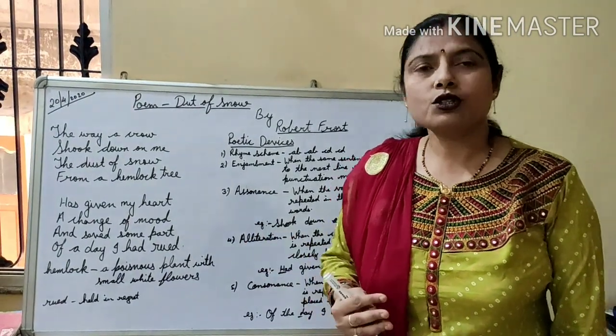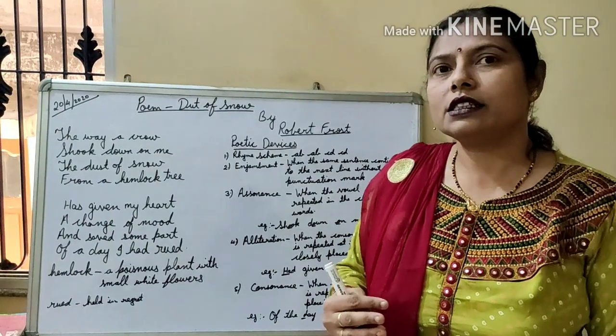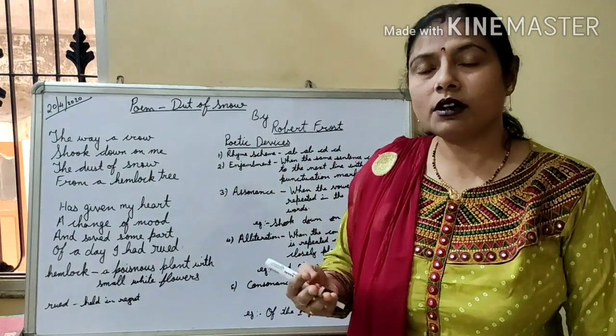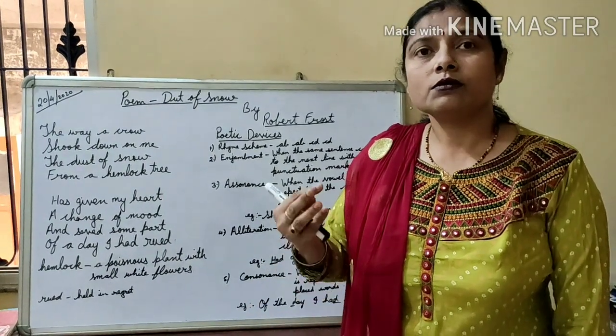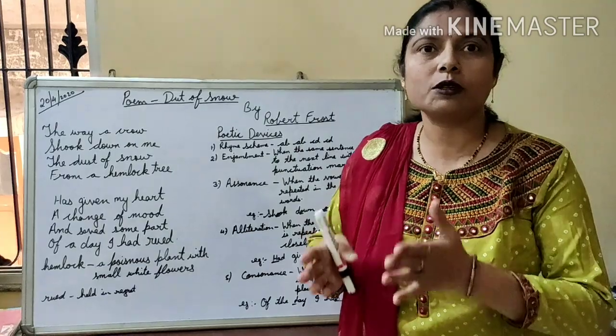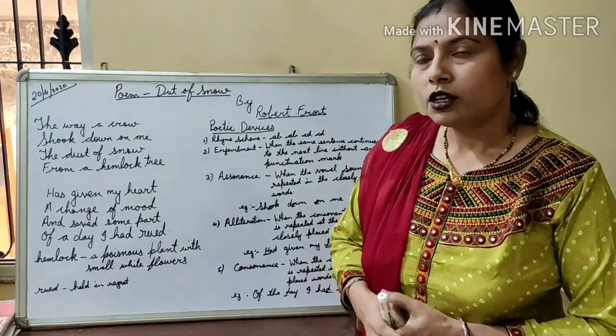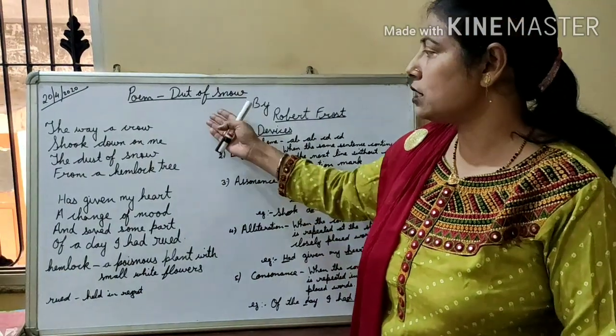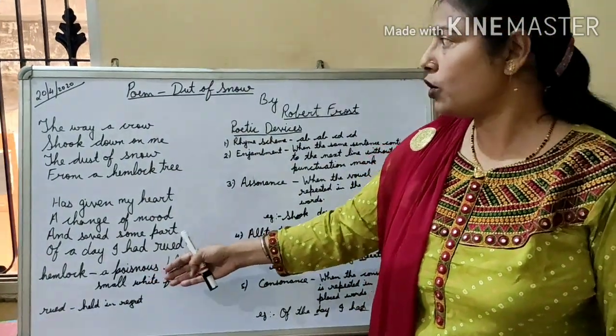In Road Not Taken also, I explained to you all last year that through that poem he wants to make the reader think that they should always choose the correct path in their life. So now let us read the next poem by Robert Frost. You can see I have written the poem on the board.